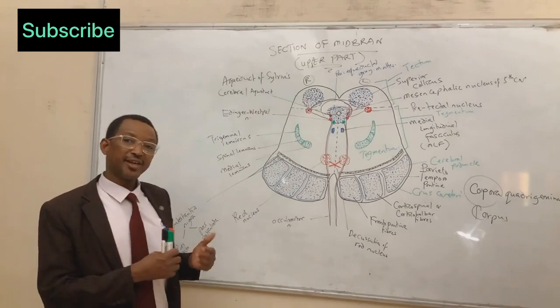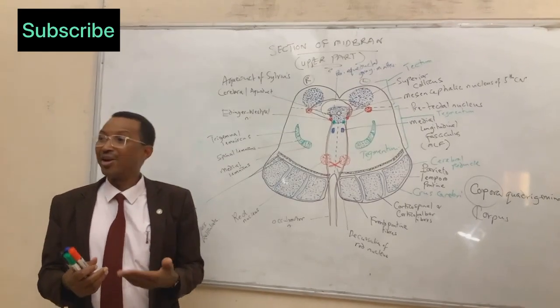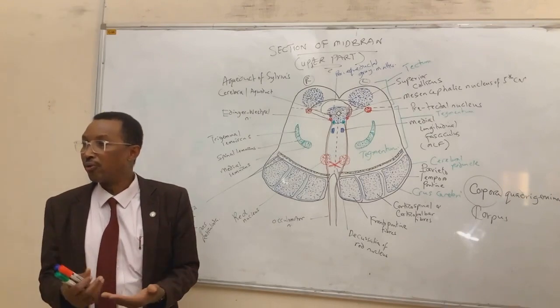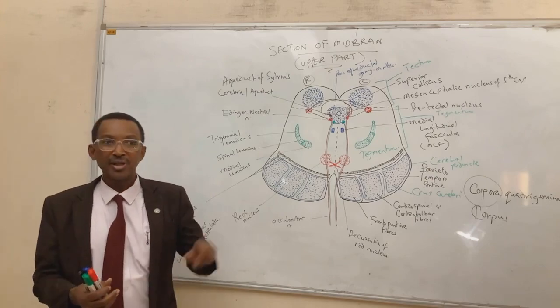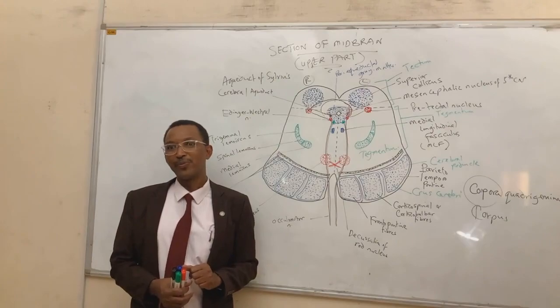So if you are asked in the exam to make a well-labeled diagram and describe the anatomy of the midbrain at the level of the superior colliculus, that is how we are going to discuss it. Are you clear? Yes.